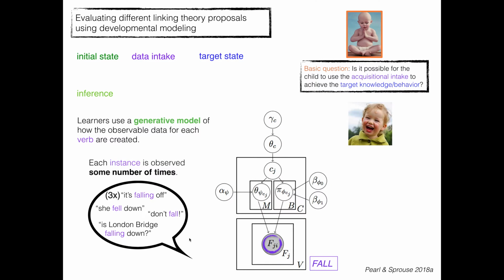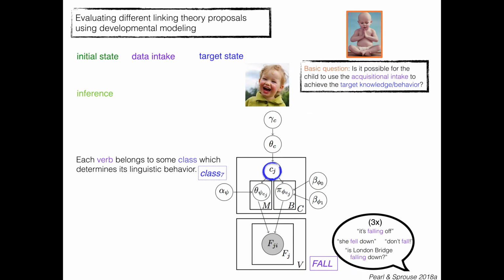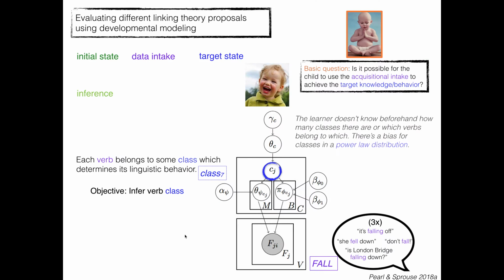And then each instance may be observed some number of times. So the utterance tokens, I'm not sure why we have a square there, but it's falling off. That's fantastic, right? So you have this distribution of instances for each verb, and that's what you're really observing. So then what you're trying to do is to figure out what class each verb belongs to on the basis of that distribution of its behavior, right? So maybe fall belongs to class 7 or something, right? But you're trying to infer the verb class that generates that observed distribution of instances.